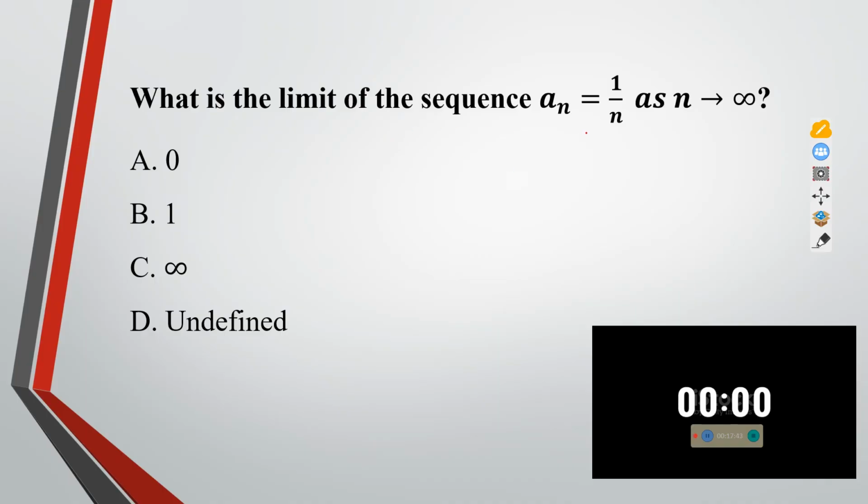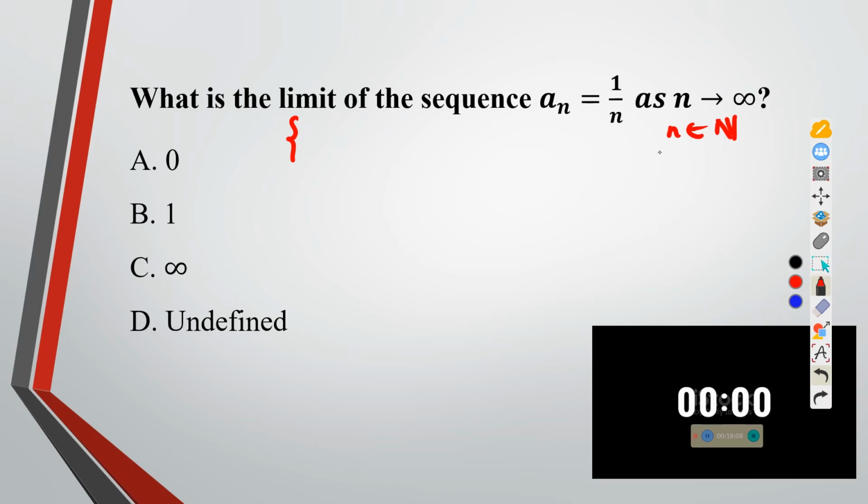What is the limit of the sequence a_n? What is the limit of the sequence a_n equal to 1 over n as n tends to infinity? So as n tends to infinity, what happens to this? Basically, you need to look at the sequence. This sequence here is defined, and n is picked from the set of natural numbers.